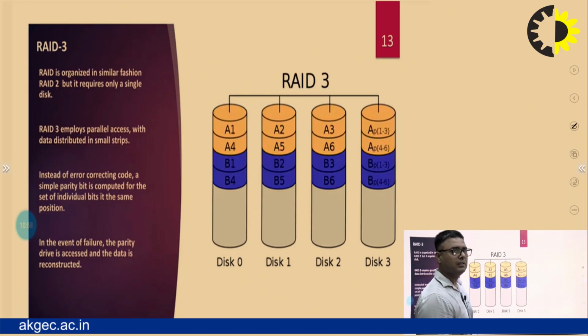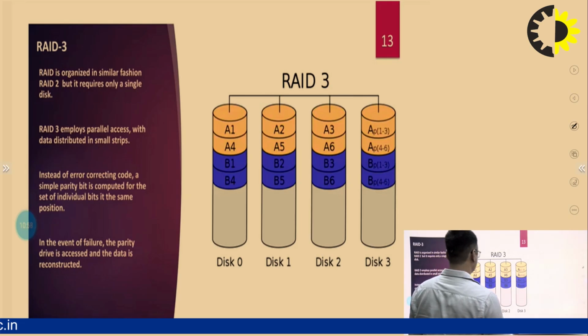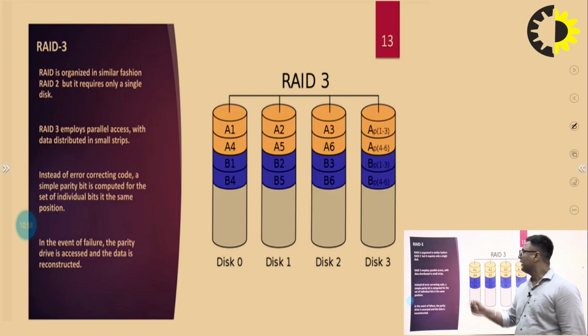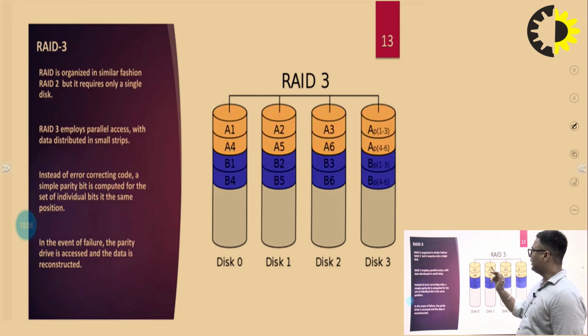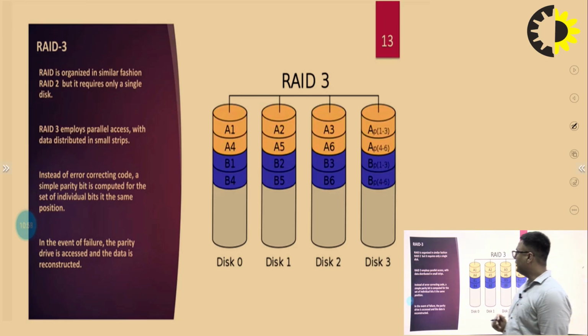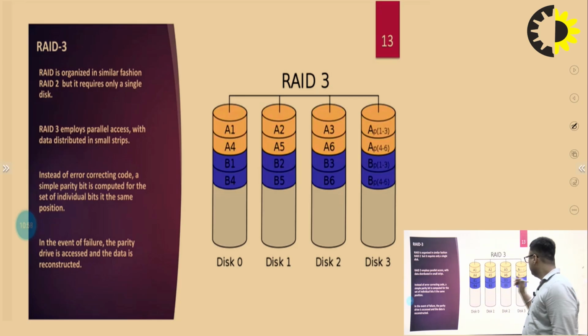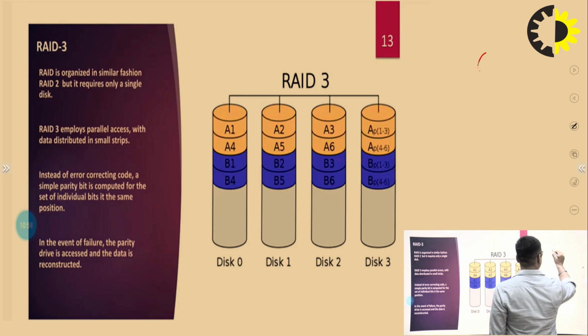Let us move on to RAID 3. RAID 3 is the most important. It is organized in a similar fashion to RAID 2, but requires only a single disk. RAID 3 employs parallel access, with data distributed in small strips. Instead of an error-correcting code, a simple parity is used. Basically, it works on a parity basis. What is the meaning of parity? Suppose a data is 6.